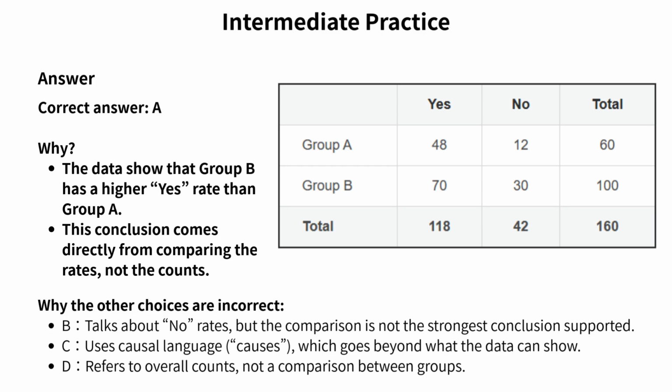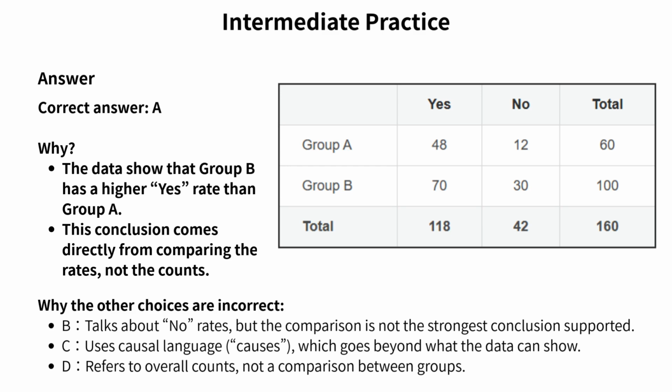Why A is supported by the data? Choice A makes a clear, testable claim that one group is more likely to answer yes than the other. To evaluate that, we compare yes rates, not yes counts. For Group A, the yes rate is 48 out of 60. For Group B, the yes rate is 70 out of 100. Once the denominators are fixed correctly, the comparison is straightforward. Each group is evaluated within its own total. This is exactly the kind of claim the table is designed to support, a direct comparison of rates between groups. That is why A is the strongest statement supported by the data.